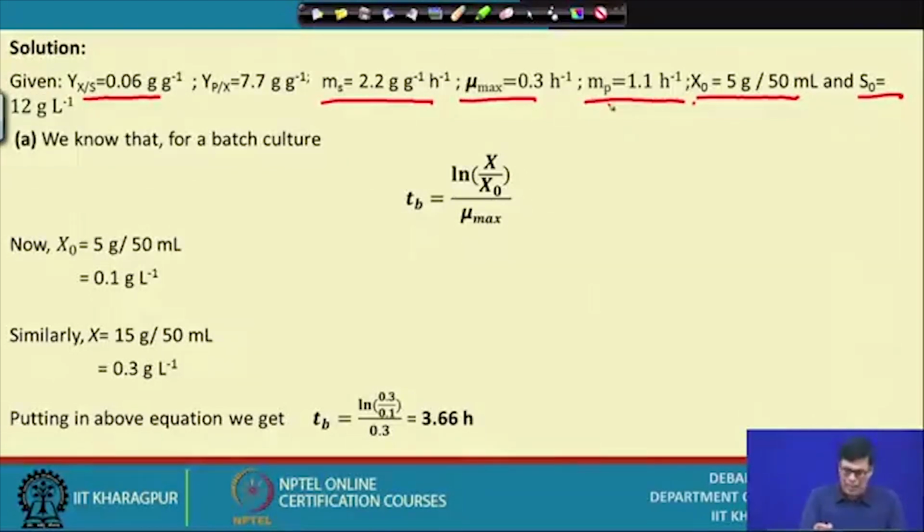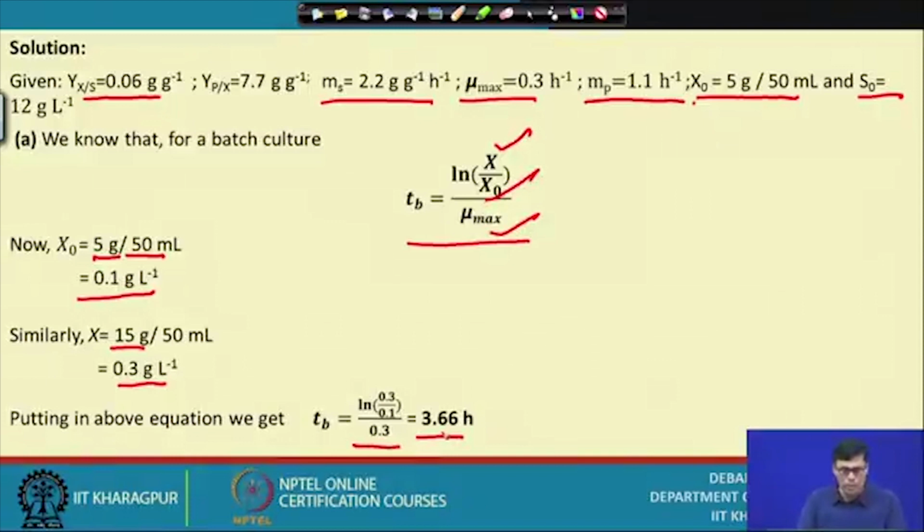Now we know that in the batch culture, which we already derived, t equals ln x by x0 divided by mu max. Now the x0 value we can easily calculate. The 5 gram was the initial cell mass, and your culture volume is 50 milliliter. So your cell mass concentration is coming around 0.1 gram per liter, am I right? And the final cell mass concentration is 15 gram divided by 50, that is 0.3 gram per liter. So in this problem we have the x value, the x0 value, and the mu max value. If you put in all these values, you can find the time required for the batch process.